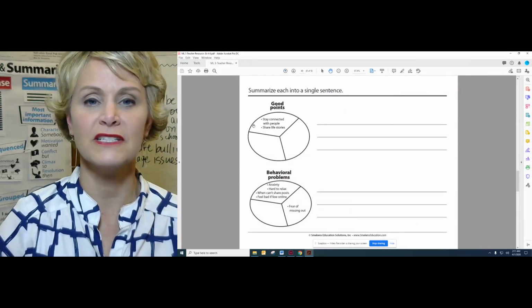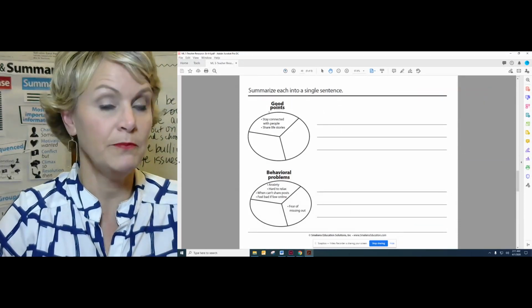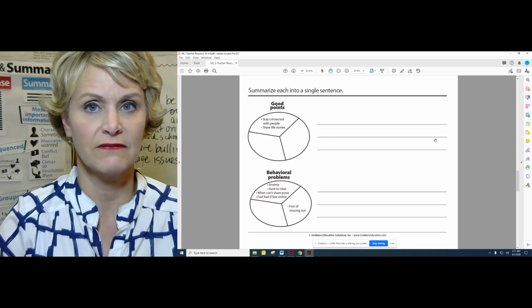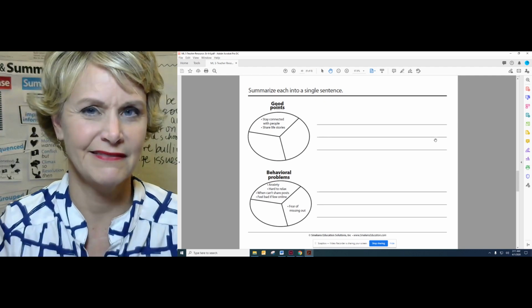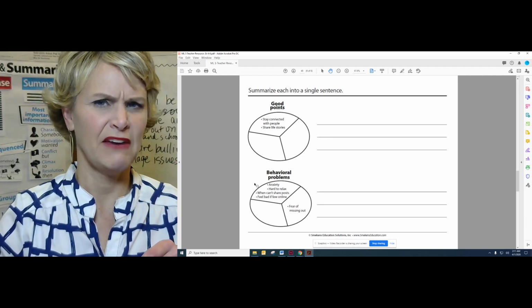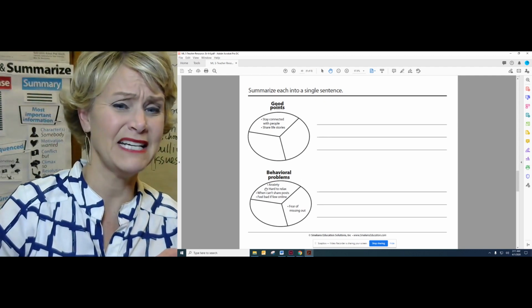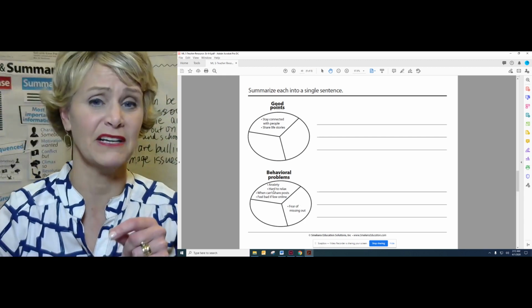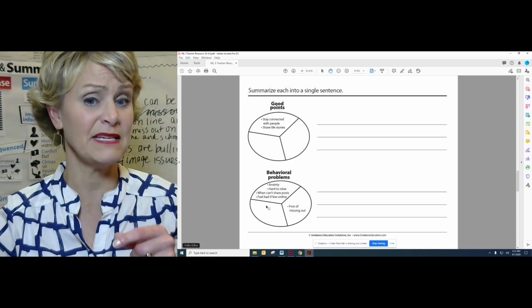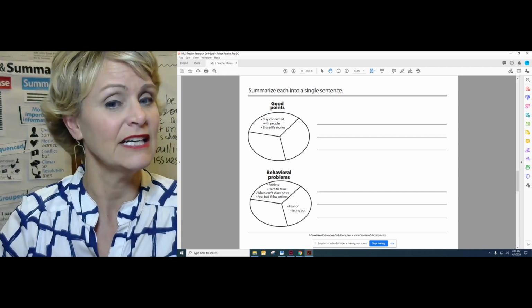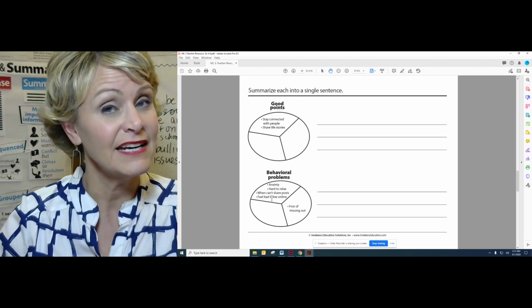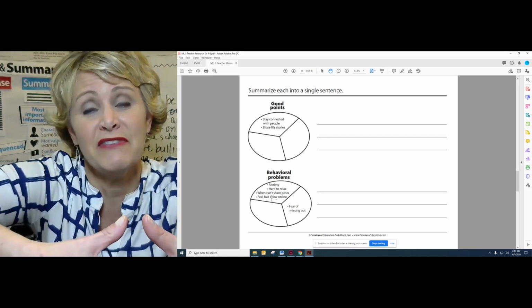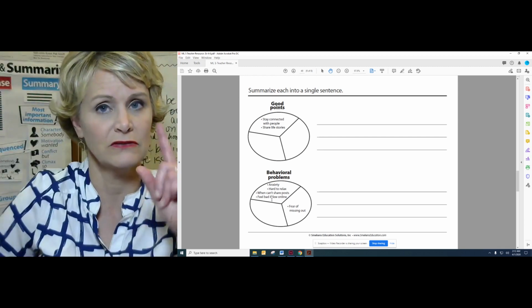But I want you to say this idea of the good points of social media in a single sentence right here or on a piece of paper. And then behavior problems. And you've got to mention something from this pie piece and something from this pie piece. Remember, if you have 2 or 3 pie pieces, in the case of the bottom one, you have 2, you have to mention both. You want your summary to include as much as you can of everything, but still only 1 sentence.